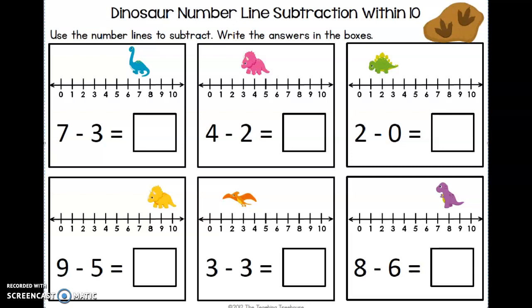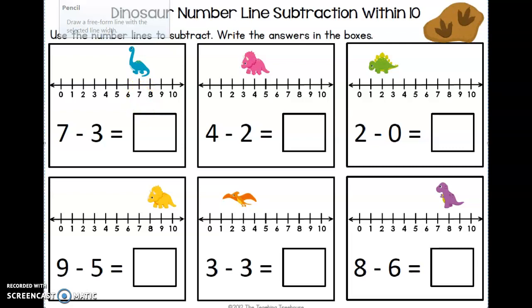This week we're going to focus on subtracting using a number line like you see here, okay? So you're going to look at your first number. The first number in this problem is 7. So you're going to go to the number line and see 7. As you can see, there's a dinosaur there on number 7.